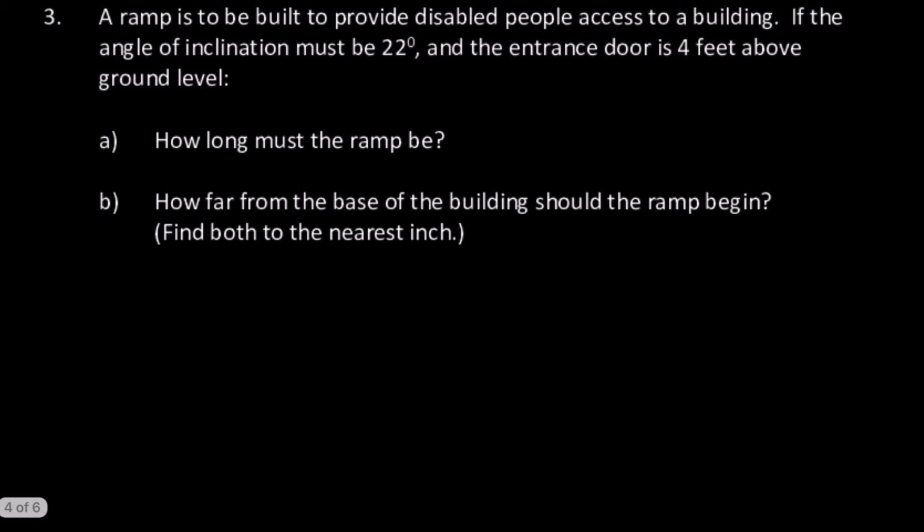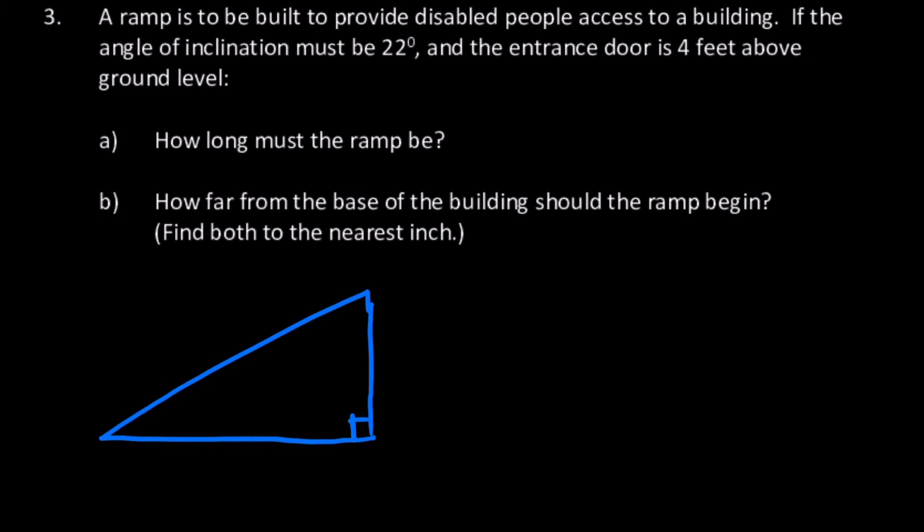So anytime you have a ramp, it's a simple, like I said, right triangle trig application. As you're looking at this diagram here, obviously this represents the ground. This is your ramp. And then this distance here is like the height of the door, the stage, whatever it is you need to access. All right, so according to this problem, it's 4 feet. But notice, if you read all the way to the end, find both to the nearest inch. This is in feet. They want things to the nearest inch.